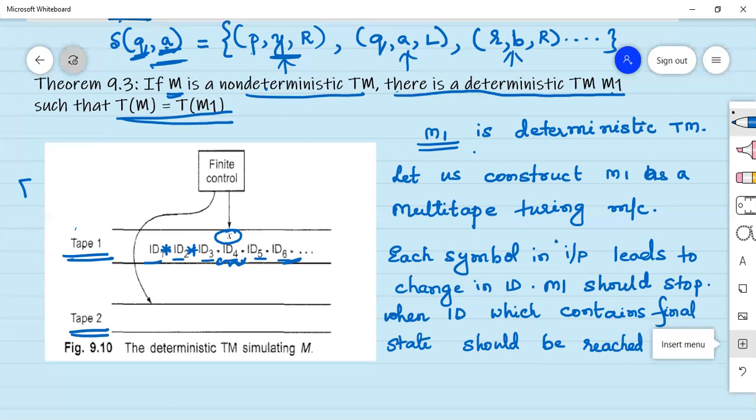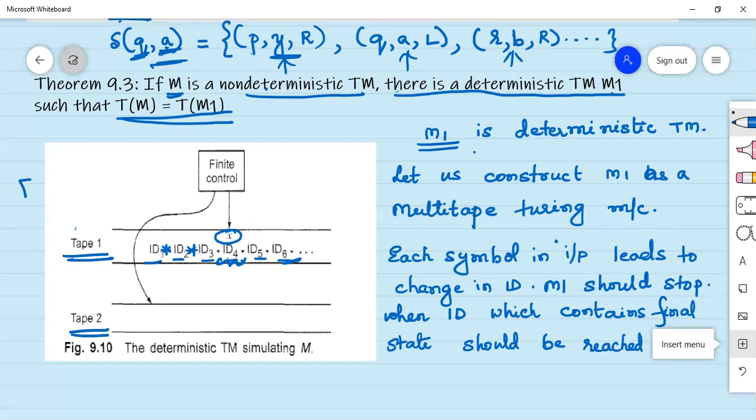Now, using the knowledge of the moves that we have stored in the finite control, M1 will check whether this state is an accepting state. If it is an accepting state, then M1 will accept it and stop simulating the M.